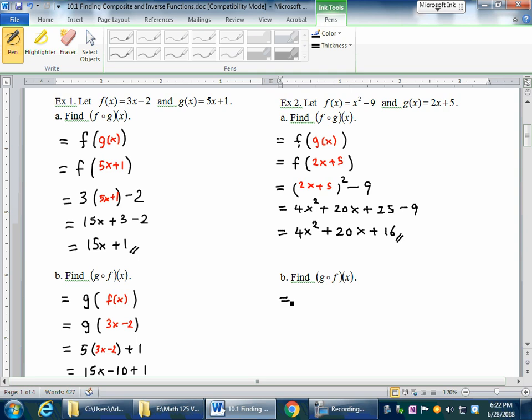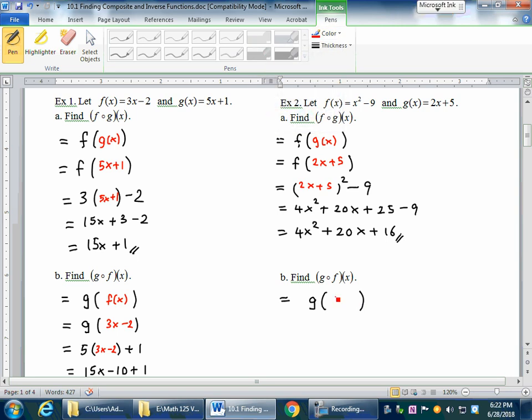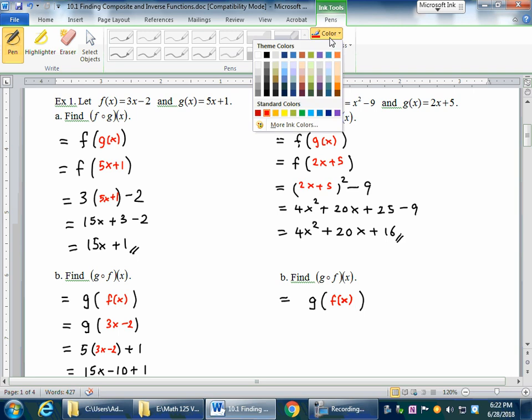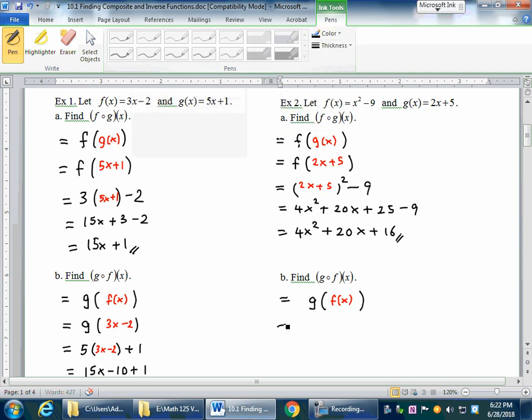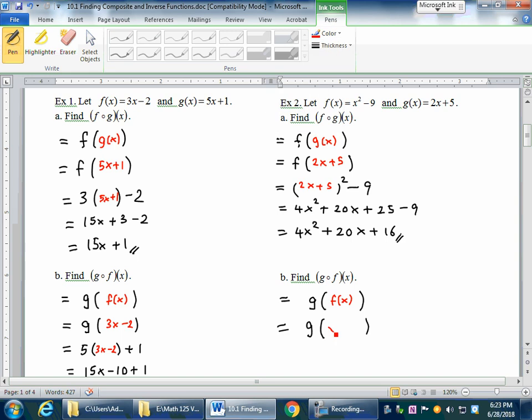Next, composing g of f of x. So we are composing g of f of x. That means the g function, and the input function is f of x. As in previous examples, I cannot evaluate this notation f of x, so I'm going to replace f of x with the formula, which is x squared minus 9.